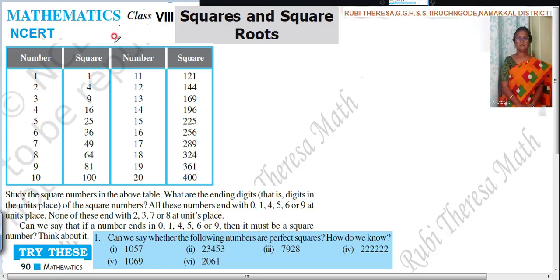Babu, listen here. Squares, square numbers. 1 square is 1. 2 square is 4. 3 square is 9. 4 square is 16. 5 square is 25. 6 square is 36. Square of 7 is 49. 8 square 64. 9 square 81. 10 square 100.